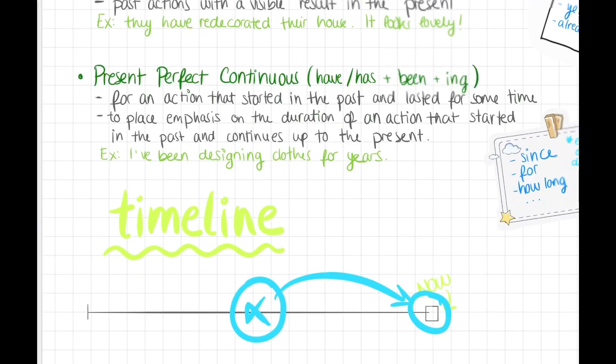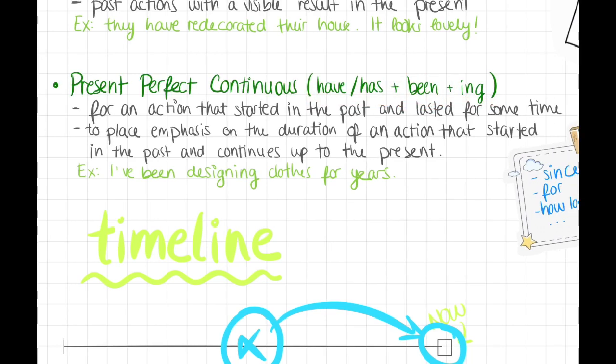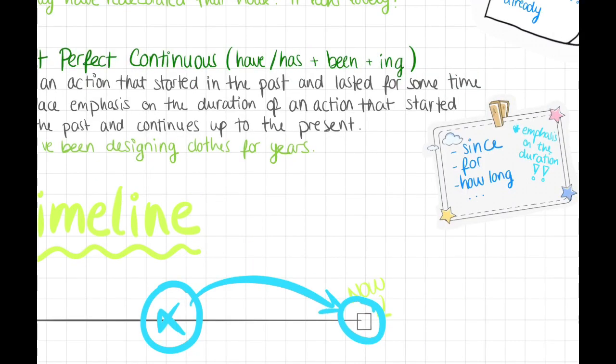Okay, let's continue with the present perfect continuous. It is formed with have or has plus been plus the ing form of the verb. And it's for an action that started in the past and lasted for some time, or to place emphasis on the duration of an action that started in the past and continues up to the present. For example, I've been designing clothes for years. And some words that you can use with the present perfect continuous are since, for, how long, but always placing emphasis on the duration of the action.